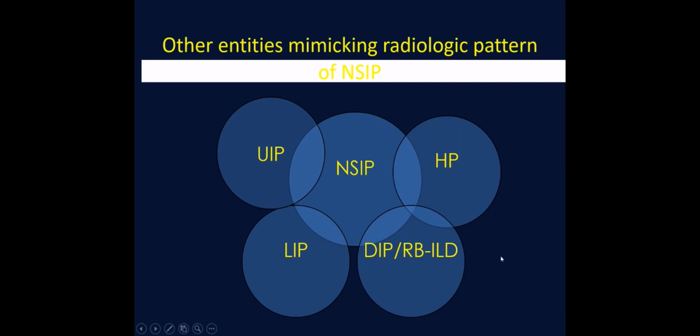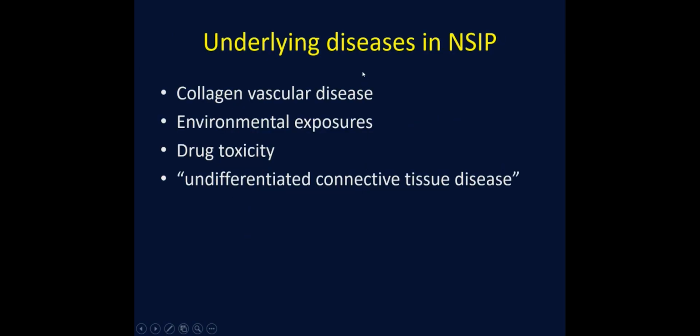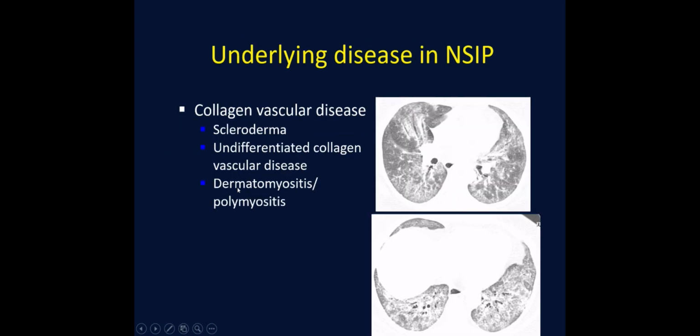Now, importantly, there are other entities that mimic the radiologic pattern of NSIP, and they include UIP, as I showed you in that previous case, also LIP, smoking-related diseases, and hypersensitivity pneumonitis. So that's why we are usually much more reluctant to make a confident CT diagnosis of NSIP. Importantly, if you see a pattern that looks like NSIP, it's highly likely to have some underlying condition, either collagen vascular disease, environmental exposure, drug toxicity, or what's called undifferentiated connective tissue disease.